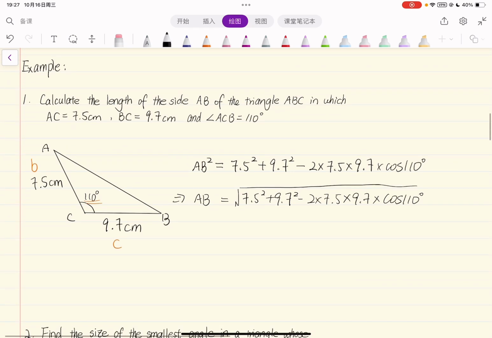You can type it into the calculator. You can get 14.1 centimeters to 3 significant figures. Don't forget to write the unit and to correct to 3 significant figures. So that is the answer.